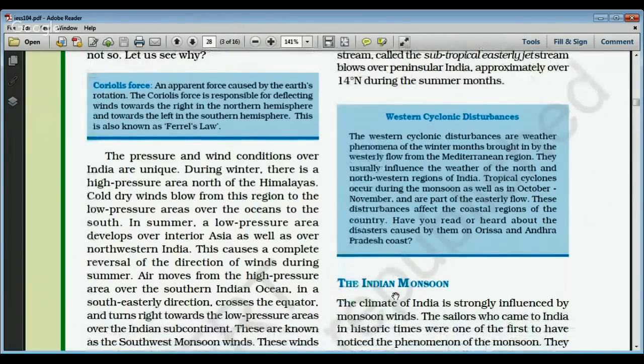And another very important thing associated with the Indian monsoon is the tropical cyclone. They occur during the end of the monsoon, in the months of around October and November, and they are a part of easterly flow.